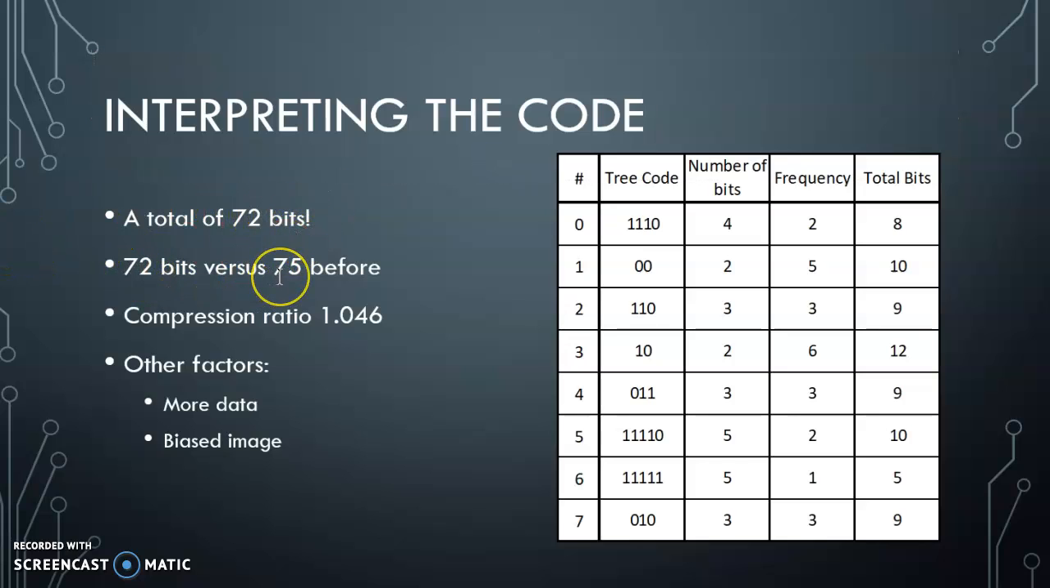Now the 72 bits is very slightly better than the 75 from before. And it gives us a compression ratio of 1.046, which you can get by doing the 75 divided by the 72.